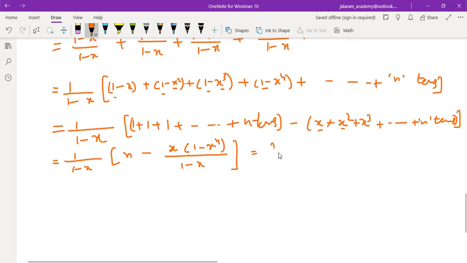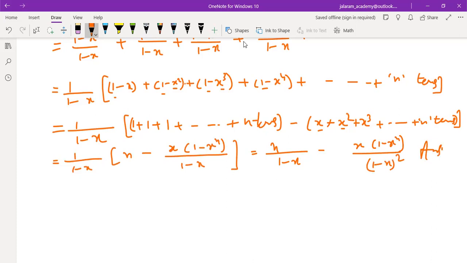Or one more line, you can open the bracket, n upon 1 minus x, 1 upon 1 minus x into n, and minus x into 1 minus x to the power n over 1 minus x whole square, which is the final answer.